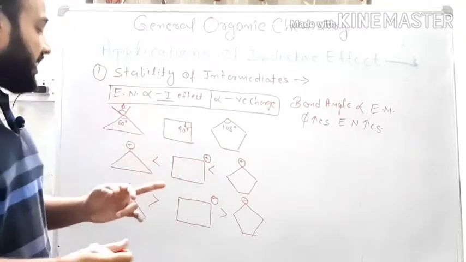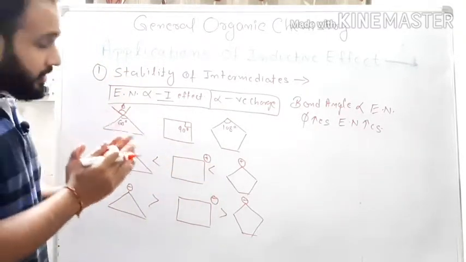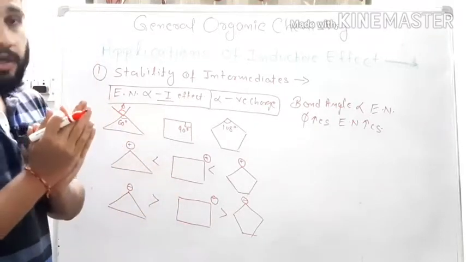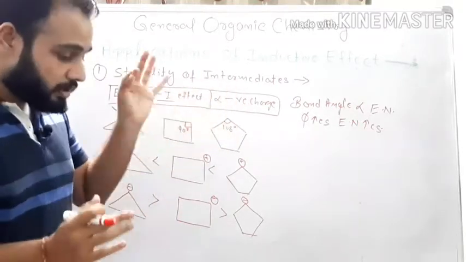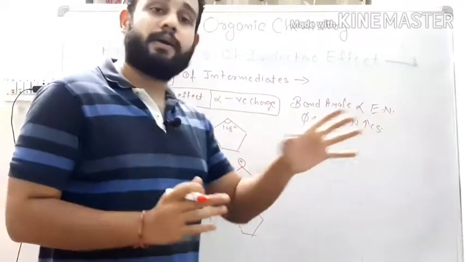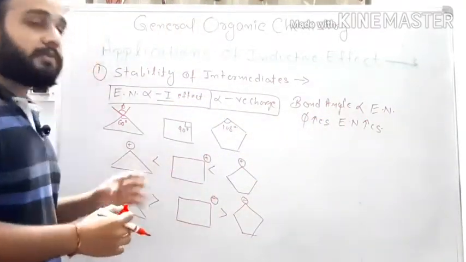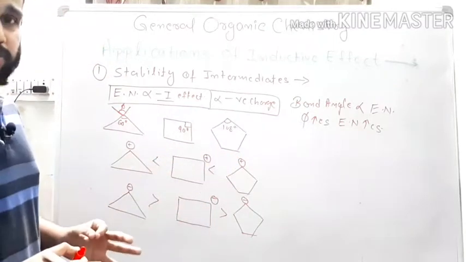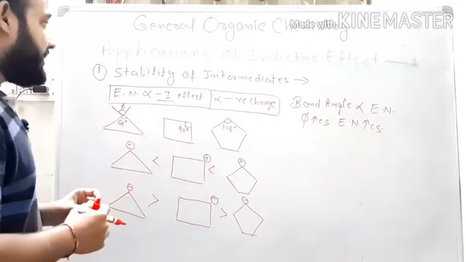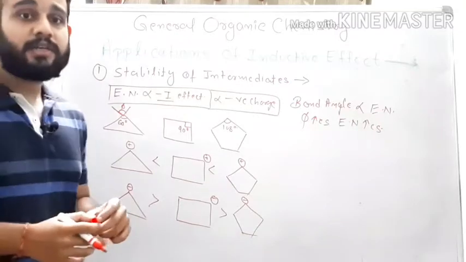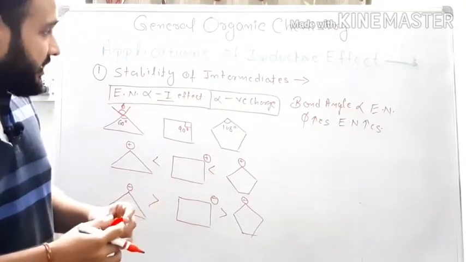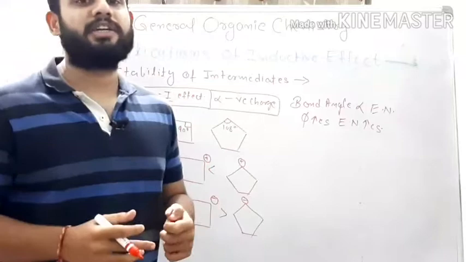Now you can understand why this order here and why this order here. The same concept applies, just the concept of bond angle, then you can explain the order of stability of their ions. Understand, friends? So this is the stability of intermediates. Now we move towards our next application of inductive effect.